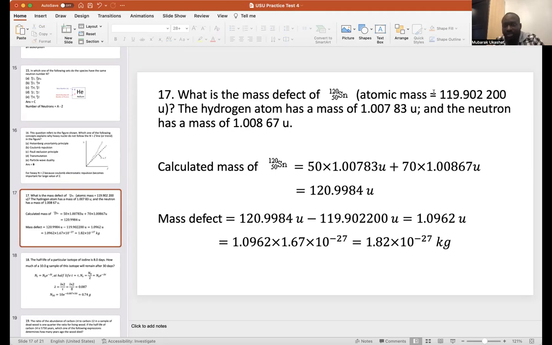But what we actually measure is this guy. So the mass defect is what we calculate minus what we measure. And that just gives us this mass defect here. And you multiply by 1.6 times 10 to the power minus 27 for the mass of the proton, because u is the mass of proton, to now get your answer in kilograms. After taking the difference for u, it becomes this answer in kilograms right here.